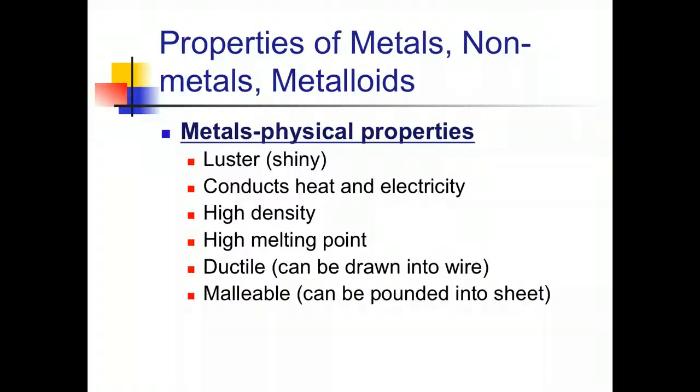They conduct heat and electricity, some better than others, but they're all able to do it. They have high densities. Remember, density is how close particles are together. So in metals, the particles are very close together. They also have a high melting point. To break those bonds that hold them close together takes a lot of energy. Being high density and those atoms liking to be close to one another makes them what we call ductile and malleable. Ductile means it can be drawn into a wire. Malleable is pounded flat into sheets.